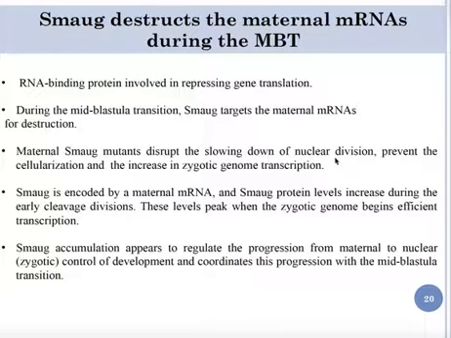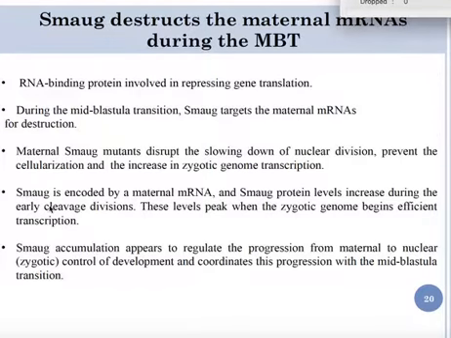And also this prevents the cellularization. We cannot get a cellularized blastoderm. And also they found that the maternal mutation of Smaug prevented as well the increase in the zygotic gene transcription. It means it will prevent this transition from the maternal genes towards the zygotic genes. So it will disrupt the transcription of the zygotic genes.